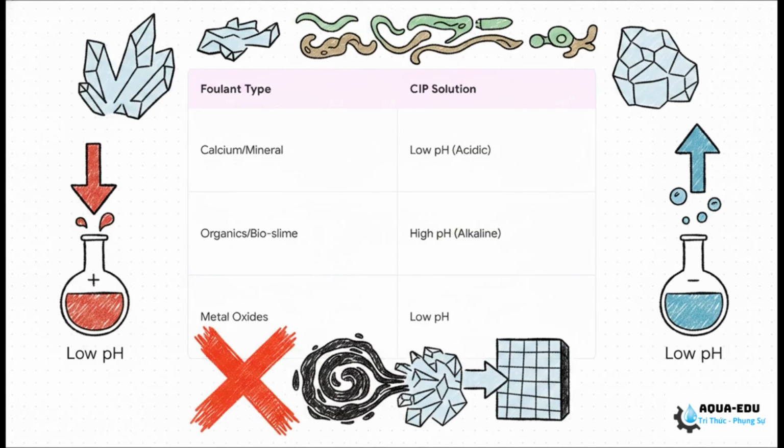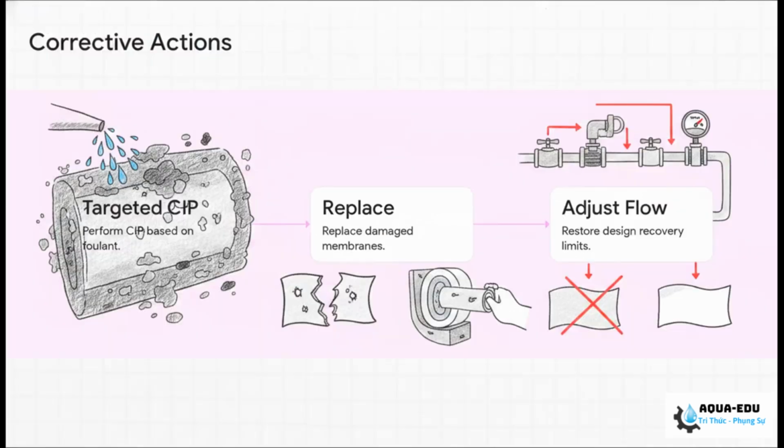But listen to me, here is an absolutely critical rule. If the membrane is choked with oil or biological slime, never hit it with a low pH wash first. If you do, that organic foulant will permanently congeal, and you will turn a highly expensive membrane into an unrecoverable brick.